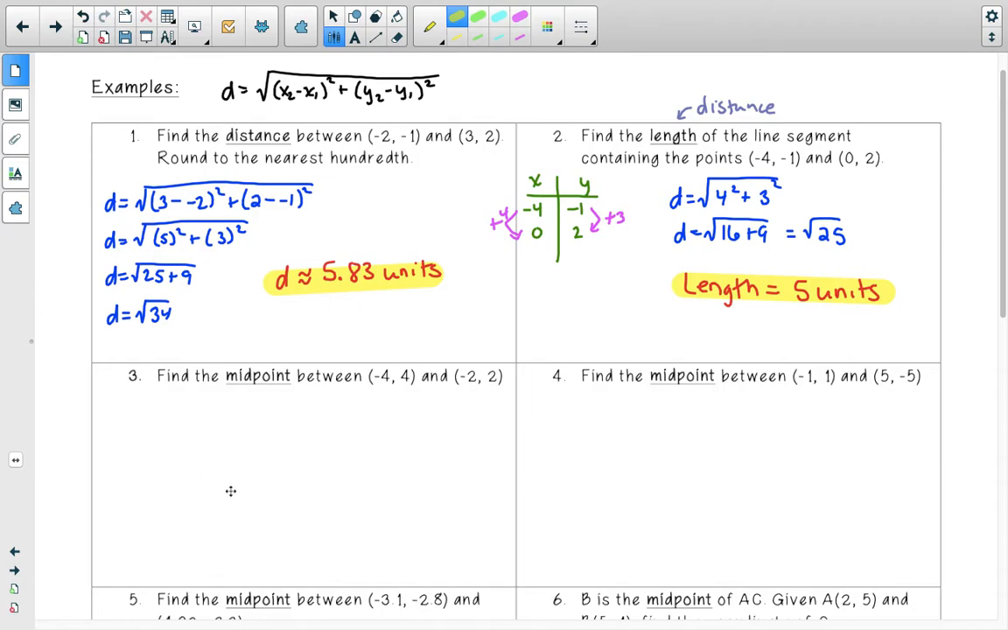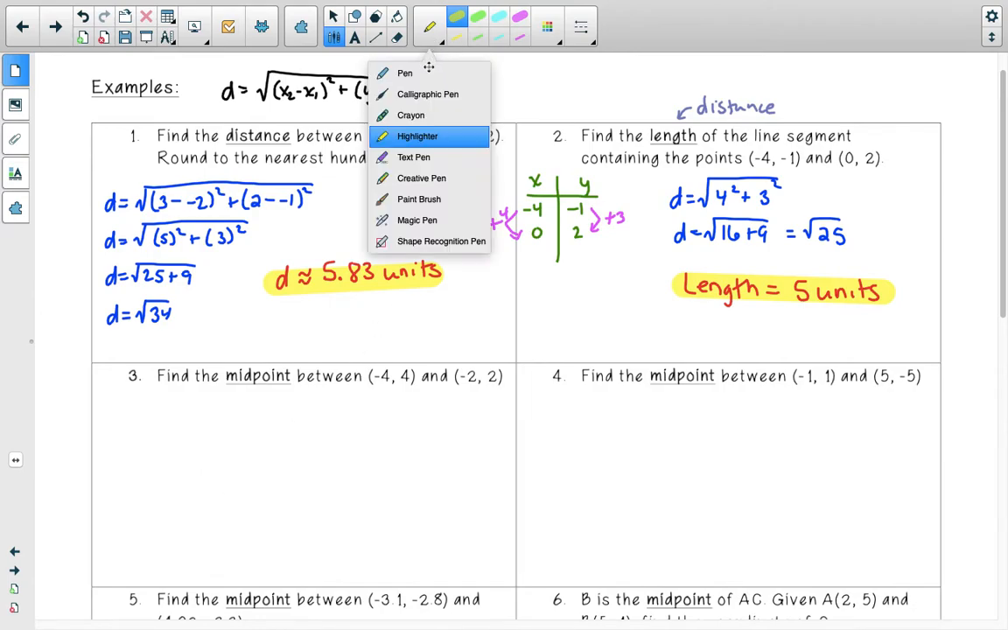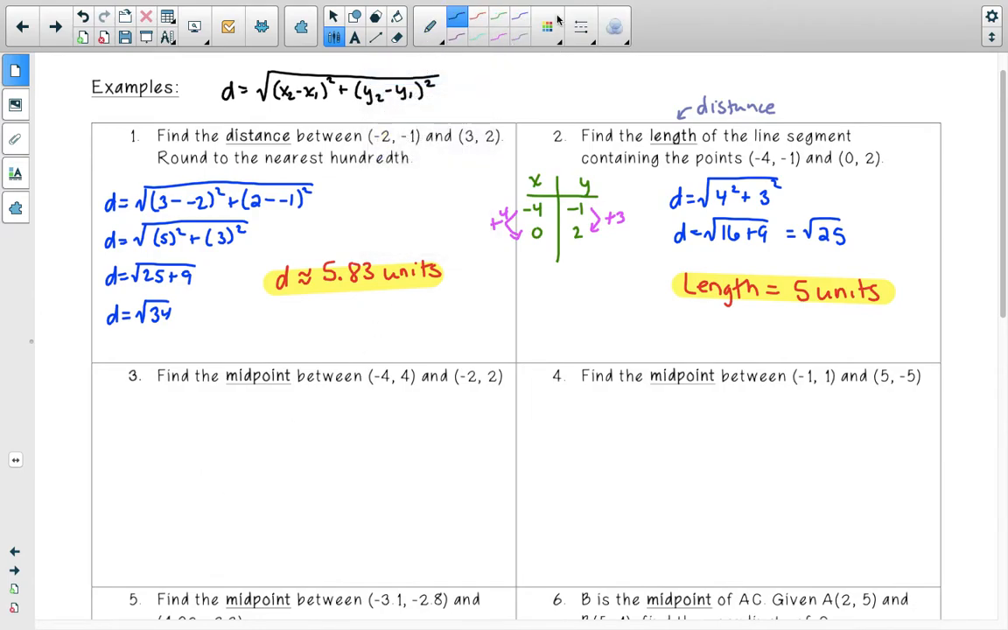Question 3 says find the midpoint between those 2 points. So midpoint, if we remember, is the average of the x's and the average of the y's. Remember, it is a coordinate. So it's x plus x divided by 2 and y plus y divided by 2. Technically, that would be x sub 1 and x sub 2 and y sub 1 and y sub 2. So find the midpoint. It will be a coordinate.